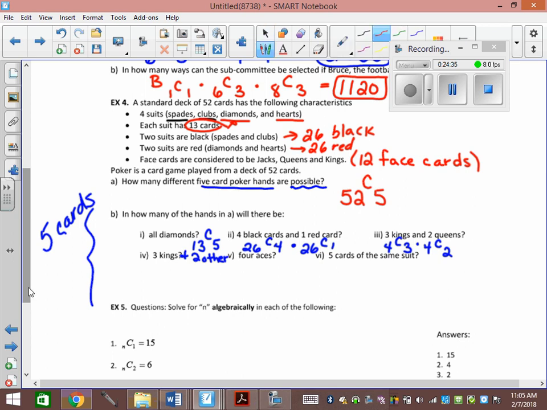So kings, there's 4, choose 3. That'll be an answer on the diploma, 4, choose 3, because they're going to think that you probably forgot to add the other 2 cards. Correct? Another answer they're going to give is 4, choose 3, 49, choose 2.